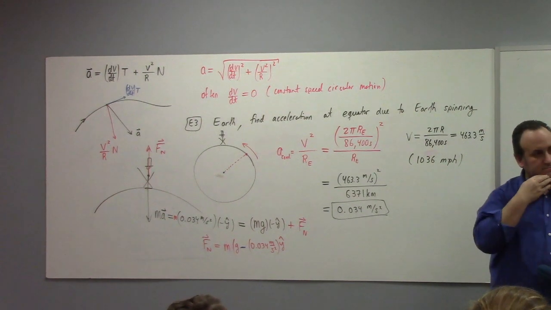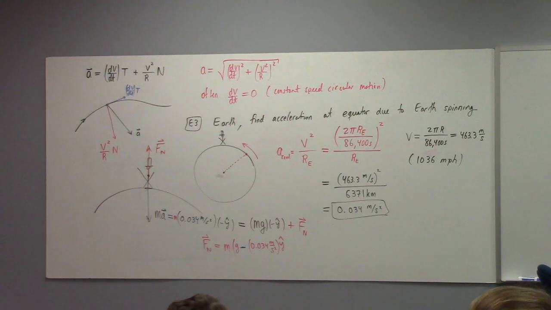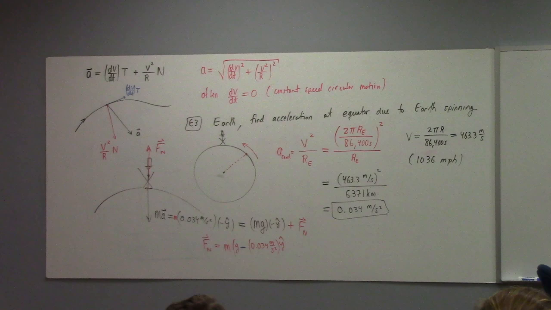So if you were standing on the pole, then there's no circular, no centripetal acceleration there. Even though you're spinning around? That's right. Yeah, that is right.